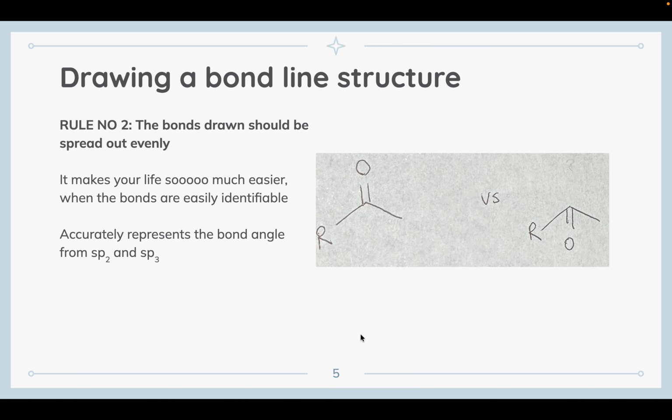Now, before I make you guys fall asleep, we're going to go to the second rule, which is that the bonds drawn should be spread out evenly. This obviously makes it a lot easier for us to see the atoms that are drawn in that structure, but it also gives us an accurate representation of the bond angles of that structure.